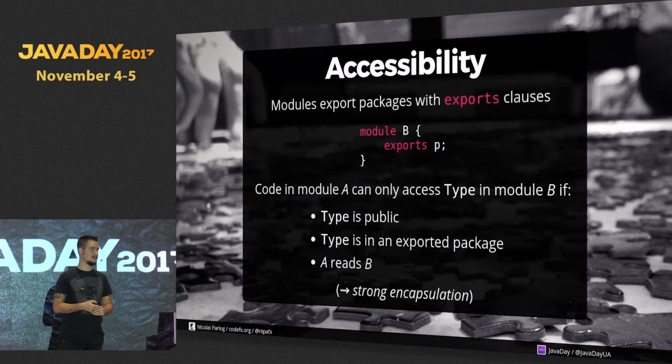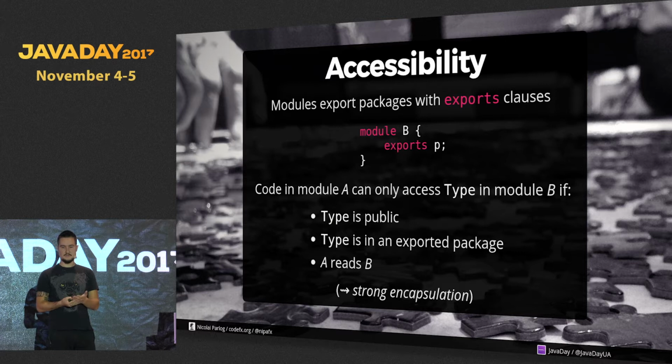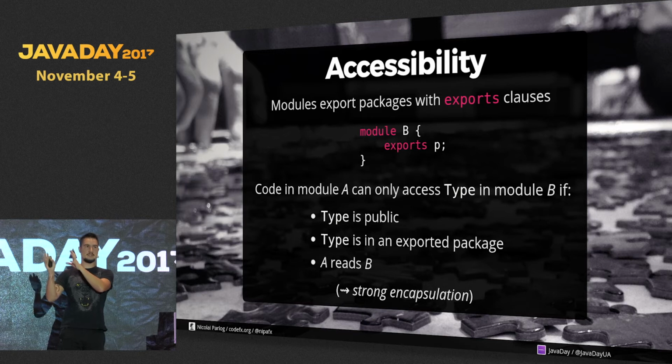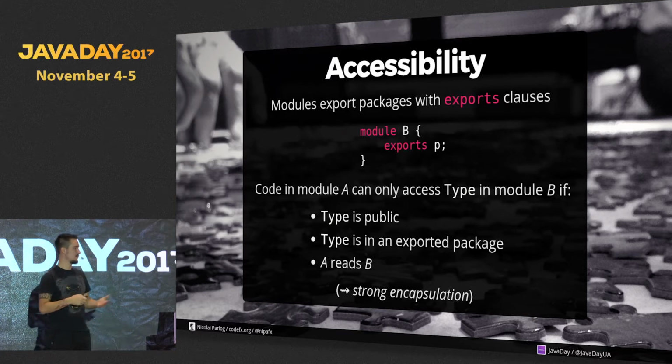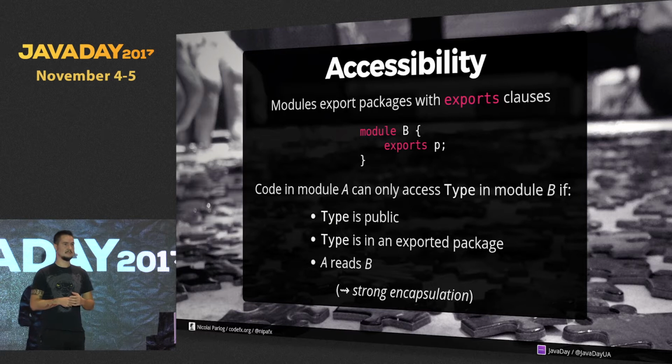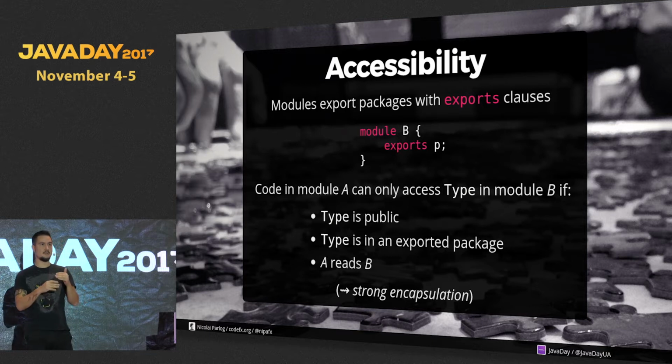And on top of that builds accessibility, which means one module will export specific packages, and then the code in one module can only access code in the other module if the type is public. It's the same as before. But new in Java 9 are two conditions: the package needs to be exported and the first module needs to read the second. So readability is a precondition for accessibility. And this implements strong encapsulation, which means if you're developing a library or even a monolithic application of decent size, you now have the ability to mark clearly which parts of your API are supported and maintained, and which parts you consider to be internal.